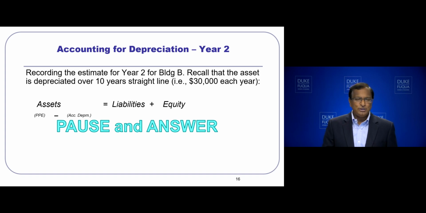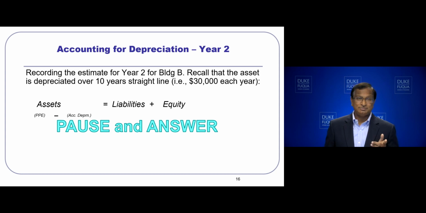Now let's move on to year 2, and the firm continues to do business with the use of building B. So now we have to record the depreciation for year 2 for building B. And remember that we had depreciated over 10 years, straight line, for building B, which is $30,000 each year. Now let you pause and answer this accounting for the depreciation for year 2.